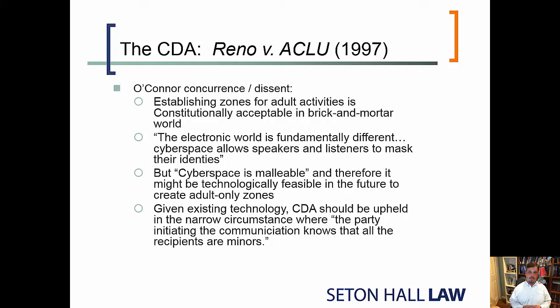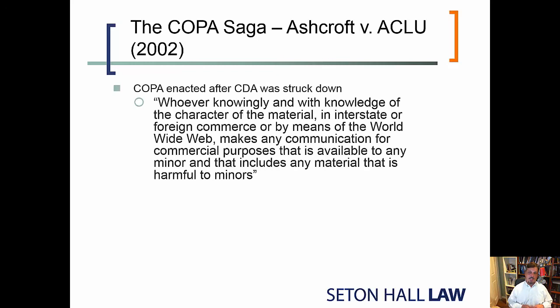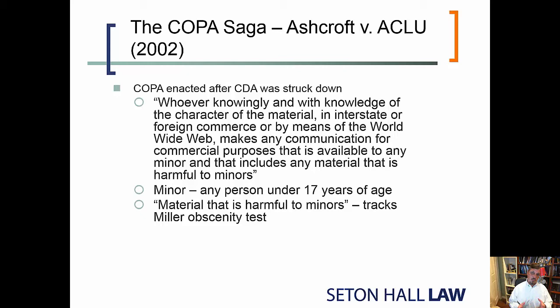So after the court strikes down the CDA, Congress tries again with a statute called the Child Online Protection Act, or COPA. And COPA has a very long history through the courts, and that's why I call it the COPA saga. So the COPA statute said that whoever knowingly and with knowledge of the character of the material, in interstate commerce, foreign commerce, or by means of the World Wide Web, a specific reference here to the web, makes any communication for commercial purposes that is available to any minor, and that includes material harmful to minors, it is unlawful. It defines a minor as a person under 17 years of age, and defines material harmful to minors to track the Miller obscenity test.